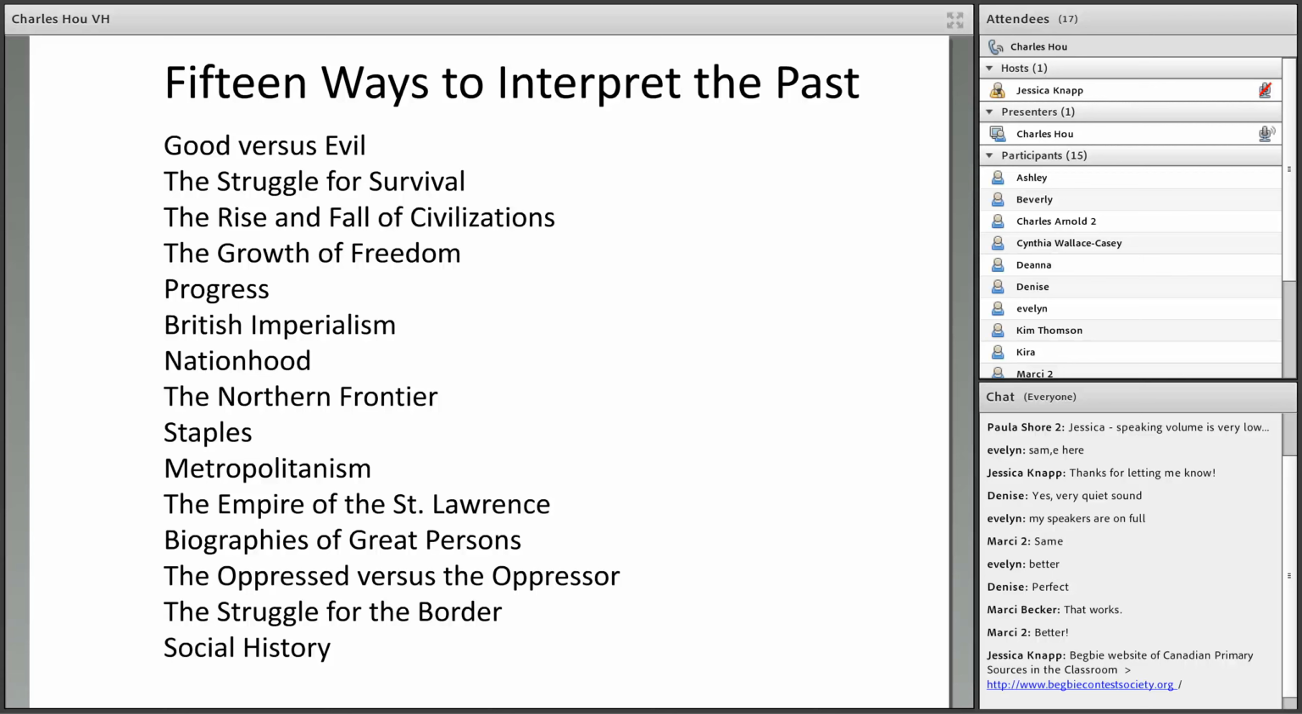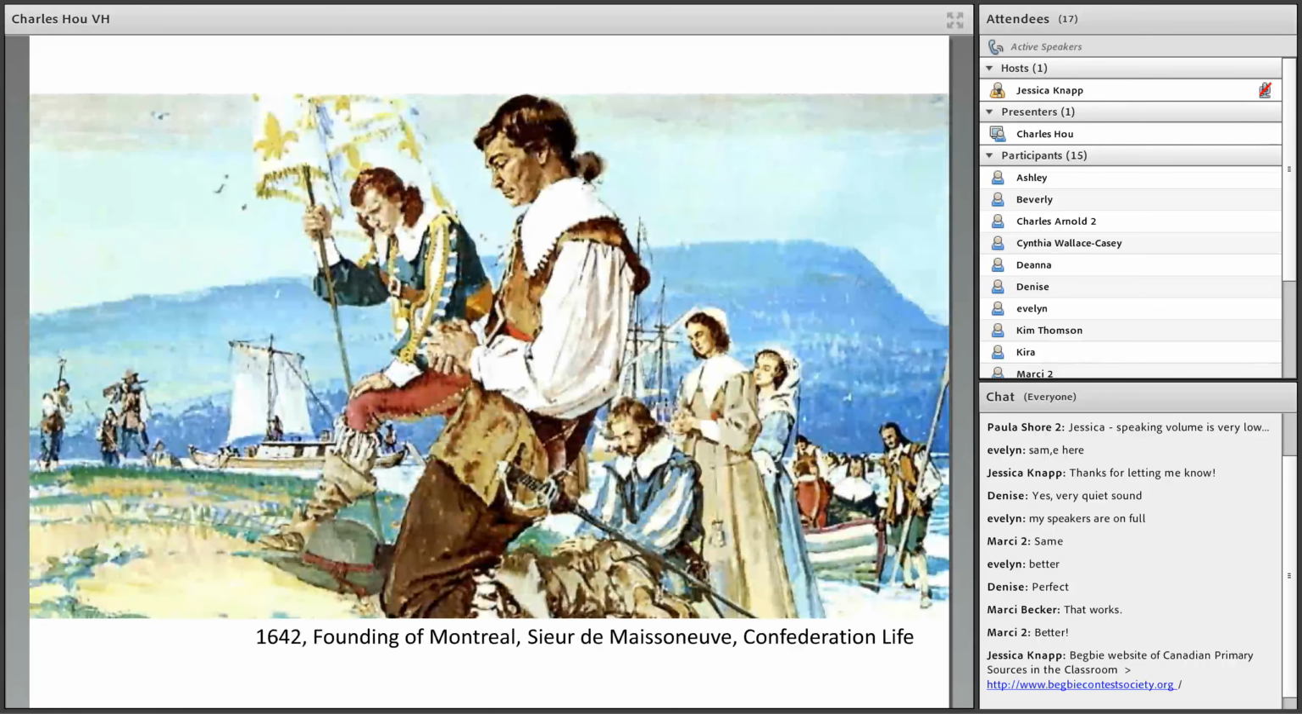France was a very autocratic country, but in Canada you had lots of room, and it was hard to maintain that. Progress is building a city. Is that progress? The British, sooner or later, are going to be after this, the St. Lawrence River. Anyway, you can go through all these ways of interpreting, and I think it enriches the student's understanding of any resource you use.